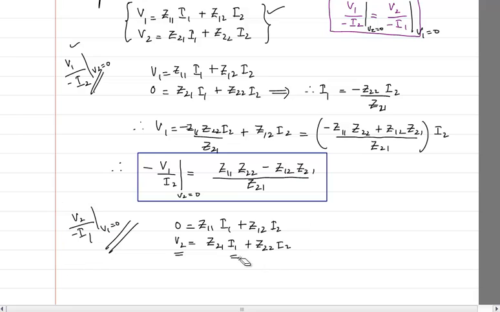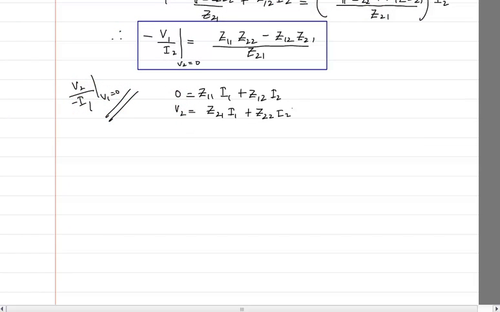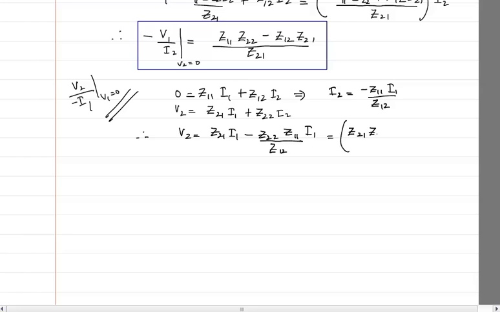So now I am going to start that. So from here I have to get rid of I2, isn't it? So I will get I2 is equal to minus Z11 I1 divided by Z12. Therefore V2 is going to be equal to Z21 I1 minus of Z22 I2. I am going to substitute this, that's why I put the minus there. Then Z11 I1 divided by Z12, from which I can take I1 commonly outside. So I will get Z21 cross multiplied with Z12 minus Z22 Z11 divided by Z12 I1.